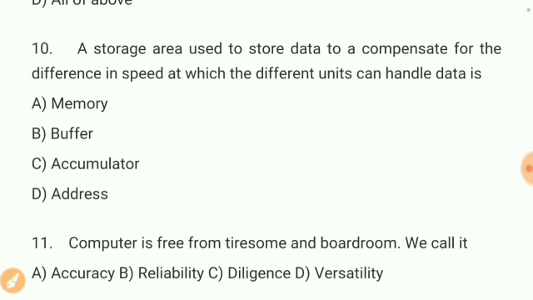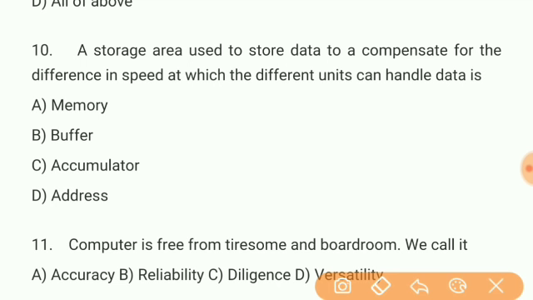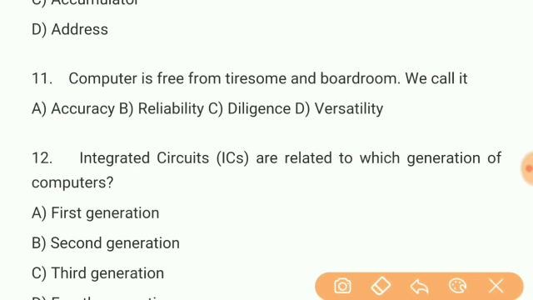Then number 10, a storage area which is used to store data to compensate for the difference in speed at which different units can handle data is. What is that storage area called, used to store data to compensate for the difference in speed of the different units? That is called a buffer, the buffering system. Then a computer is free from tiresome and boredom. We call it what? It is known as diligence.